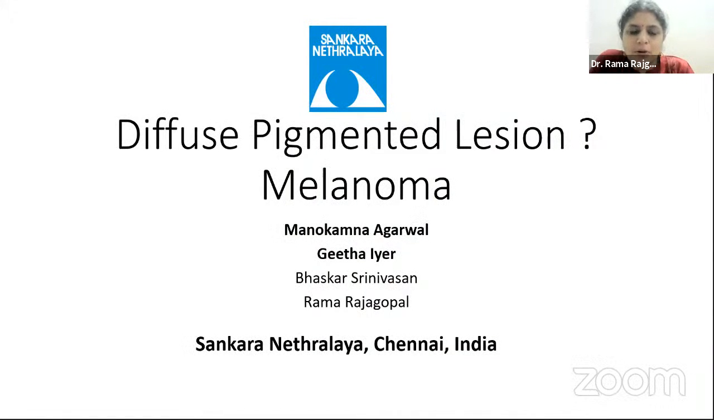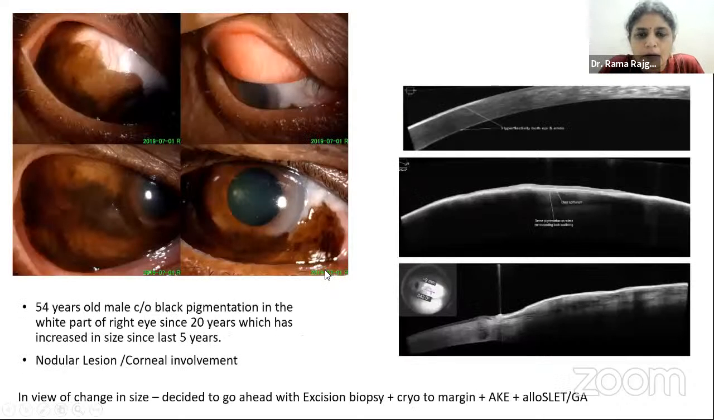So we'll move on to the next case by Dr. Manokamna. She will be presenting on diffuse pigmented lesions. This is the melanoma. Thank you, CSI, for this opportunity. Next slide, please. I'm presenting a case of a 54-year-old male with complaints of black pigmentation in the white part of the right eye since 20 years, which was increasing in size for the last 5 years.